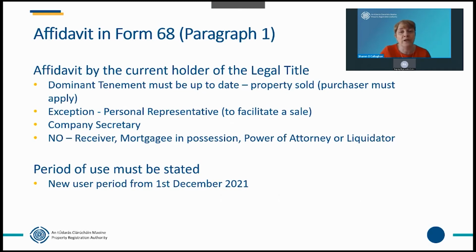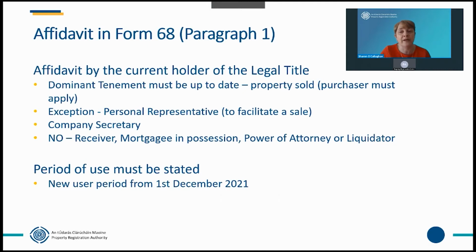Paragraph 1 should give details of the current holder of the legal title. If the property has been sold, the purchaser must apply. Exceptions to this are applications by a personal representative to facilitate a sale. If the dominant owner is a company, the affidavit must be made by the company secretary.